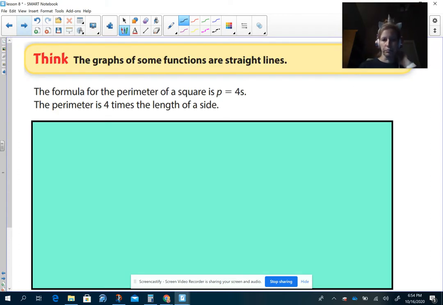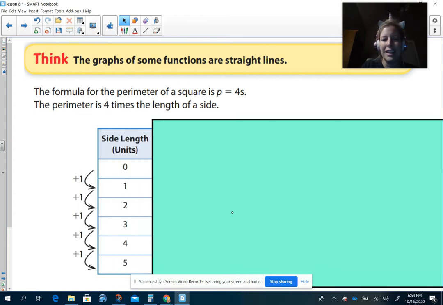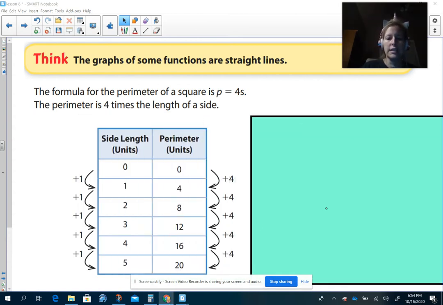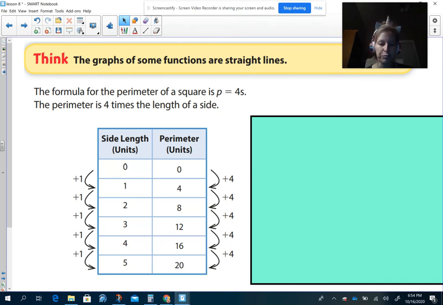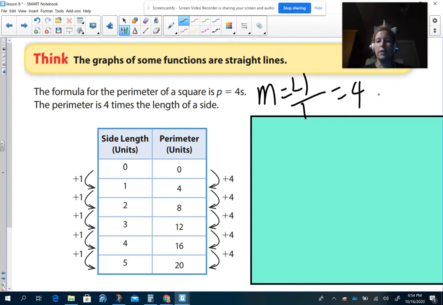Okay, so let's look here. The formula for the perimeter of a square is P equals 4 times S. The perimeter is 4 times the length of a side. Let's see what that looks like as a table. We've looked at these tables before, haven't we? Can you look at this table and tell me my rate of change? Are you remembering lesson 7? Are you noticing that my rate of change is 4 over 1, which is 4? Good. Do I have an initial value? Nope. Good.